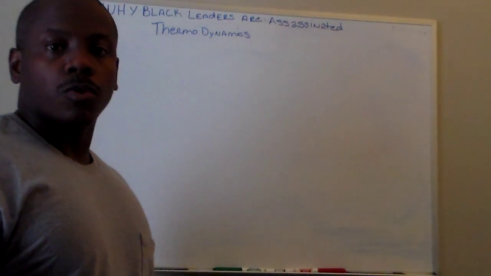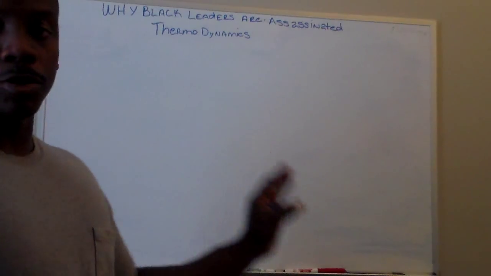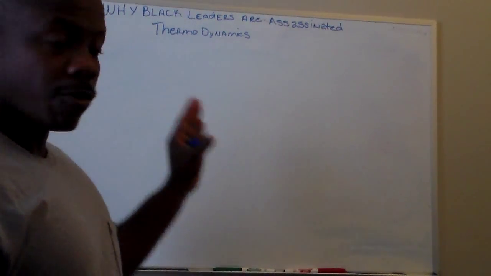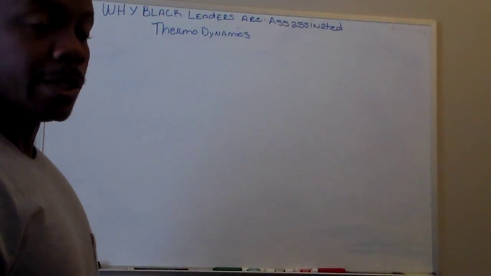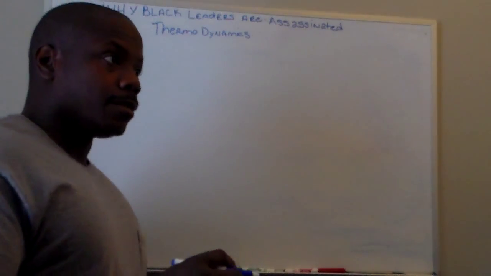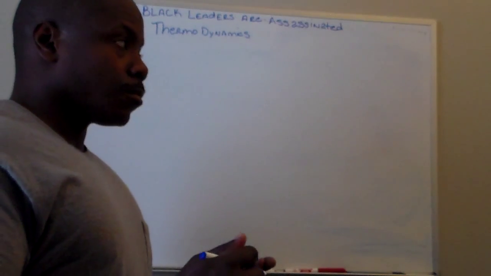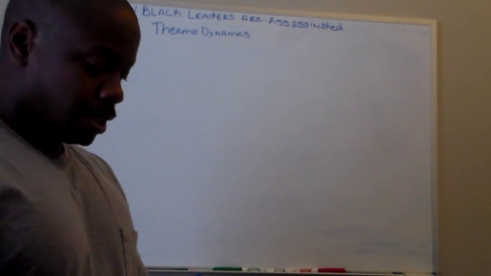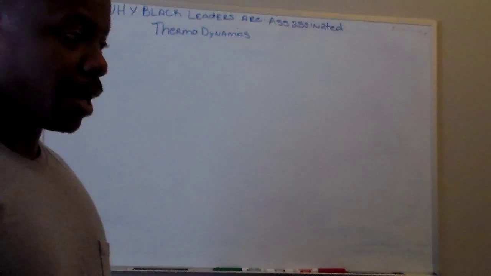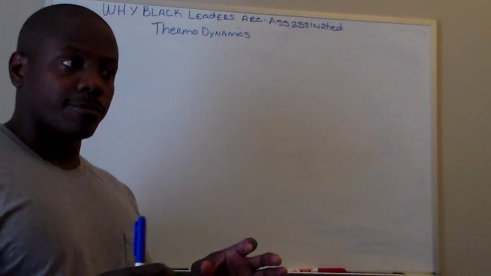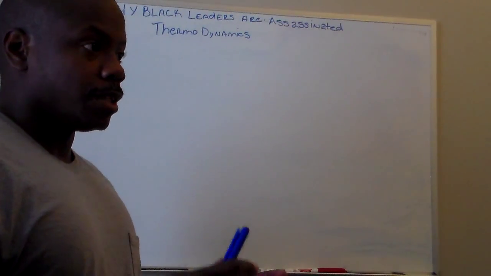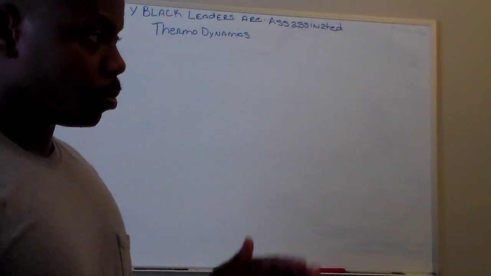Greetings. This is going to be a clip about why black leaders are assassinated, viewed from a thermodynamic point of view versus a social or political point of view. The advantage that's going to give us is that it's going to help us simplify the matter and allow us to see all the players from levels of energy units versus the complications that can come along with understanding the individual circumstances.